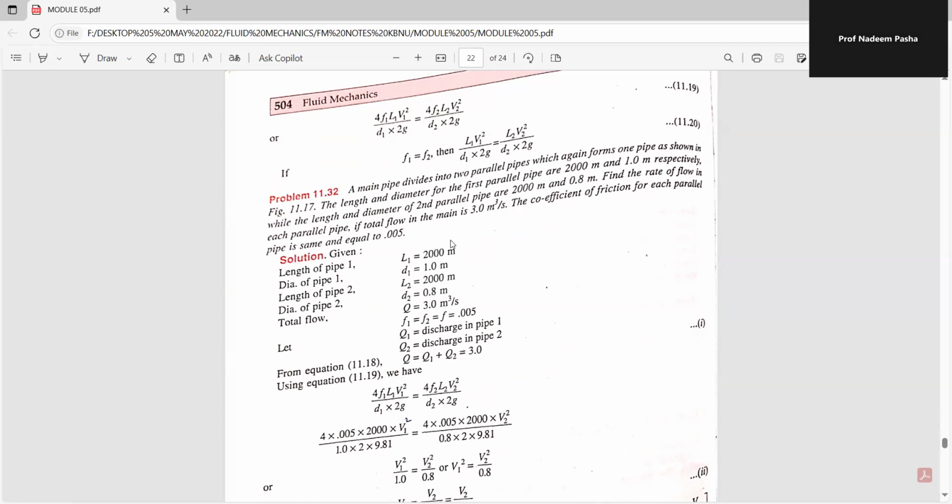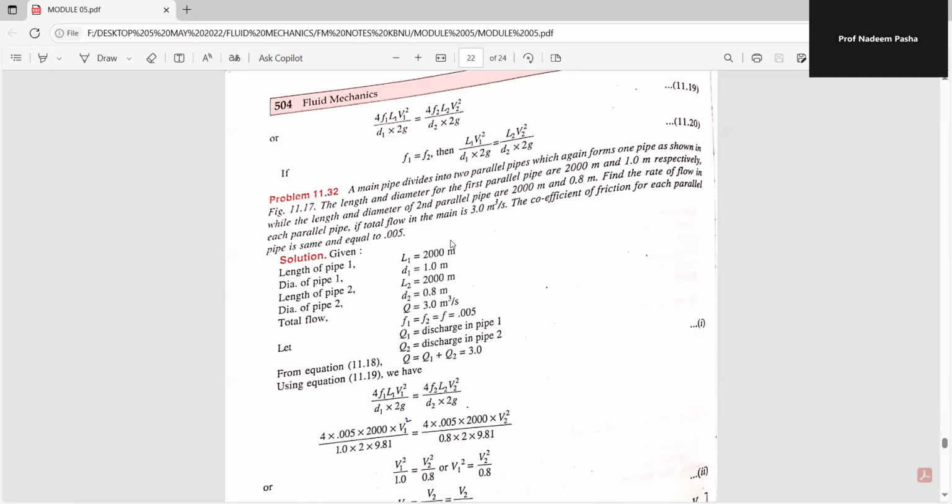Suppose a single pipe divides itself into two branch pipes which are then connected in parallel. The length of the first pipe is 2000 meter and the diameter is 1 meter, while the length and diameter of the second parallel pipe are 2000 meter and 0.8 meter. The length of both pipes is the same, but the diameter is different. Find the rate of flow of each parallel pipe.